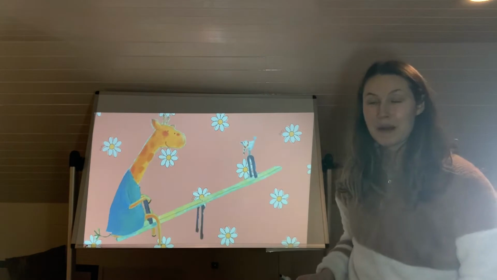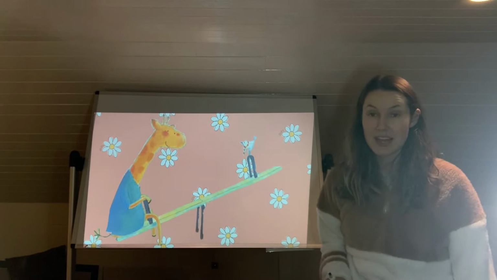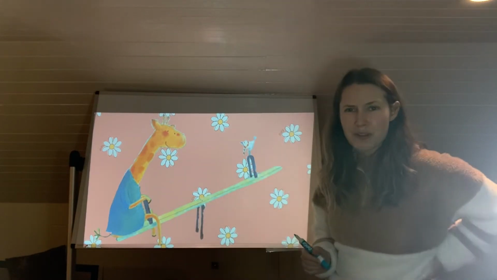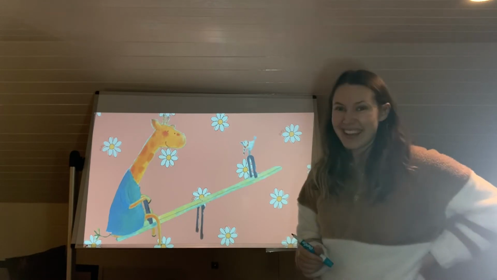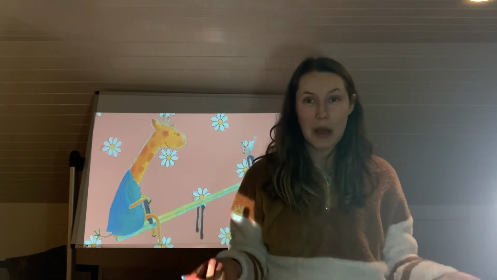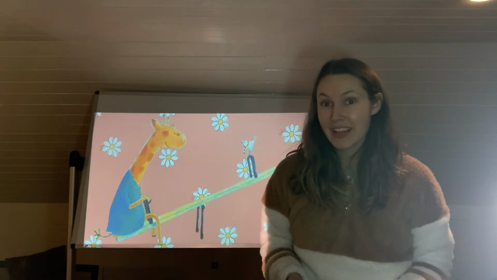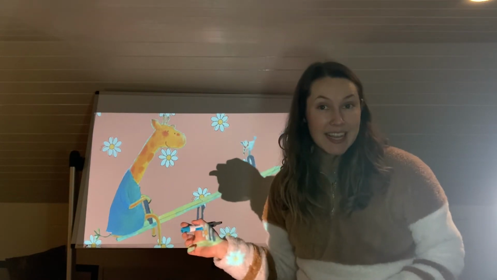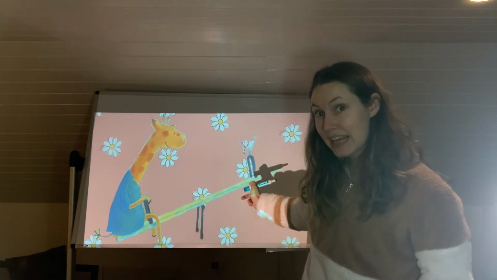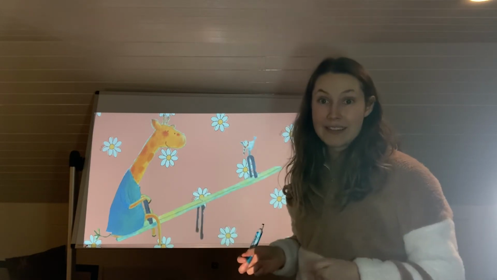Let's try another one. Oh my goodness, we've got some more animals on a seesaw now. We have a giraffe and a bird. And we're going to pretend our seesaw is like our balance scale. What do we notice going on with the giraffe and the bird? It's tipping down towards the giraffe. What does that tell us? How can we compare the giraffe and the bird? The giraffe is heavier than the bird. The bird is lighter than the giraffe. Very good.